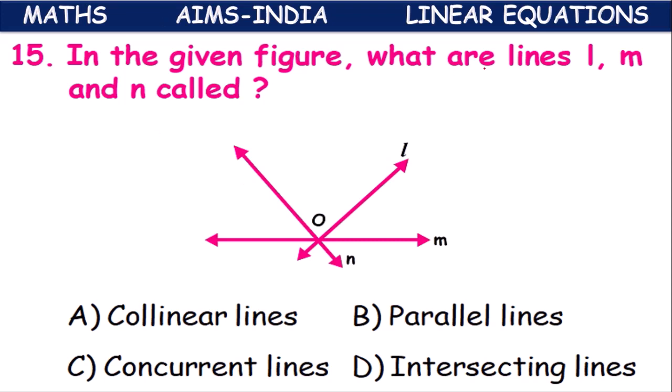So, in the given figure, what are lines L, M and N called? L, M, N are passing through same point. So, they are called concurrent lines.